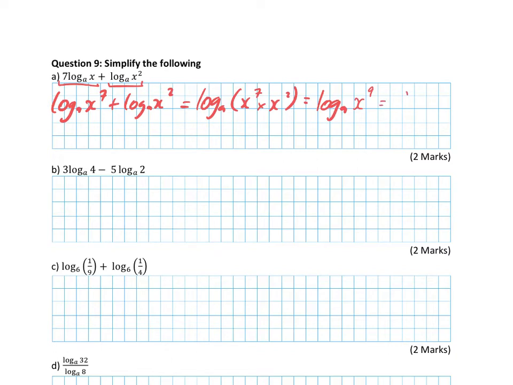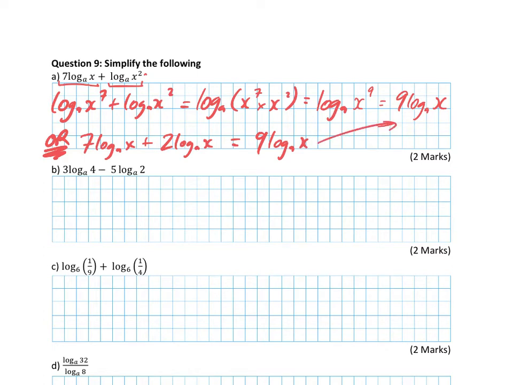So, well, that could be 9 log base a of x. And while I'm doing that, I noticed that there's another way that you could literally do that. So I'll do or, just to show you the different options. You've got 7 log base a x plus, that power there can go at the front, so it's 2 log a x. If I've got 7 log base a x plus 2 log base a x, I'm going to have 9 log base a x, which is the exact same answer. Multiple ways to get that.